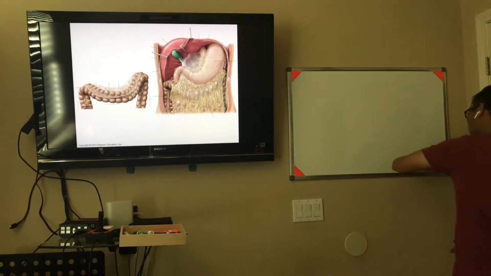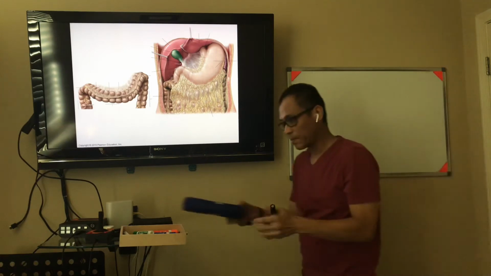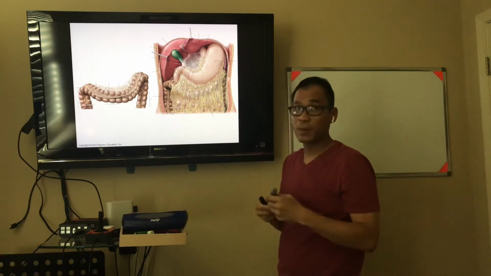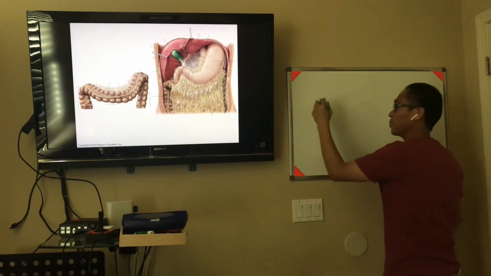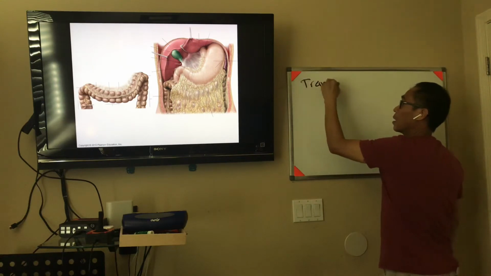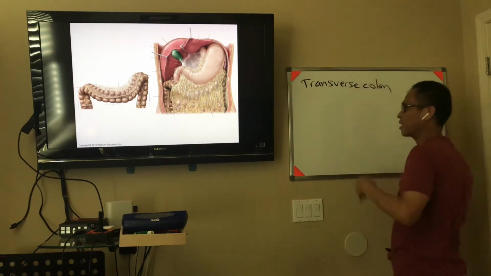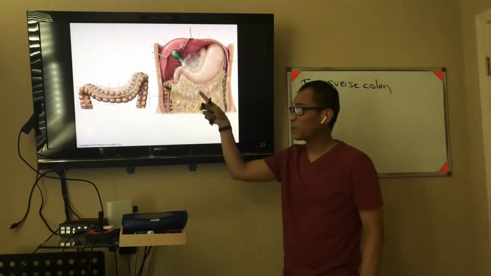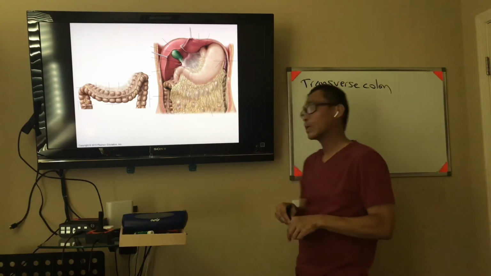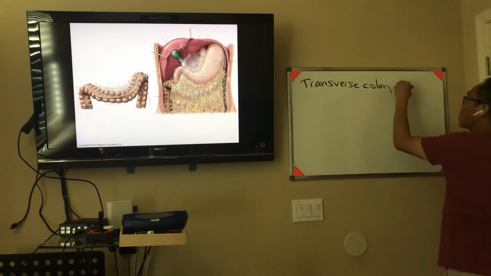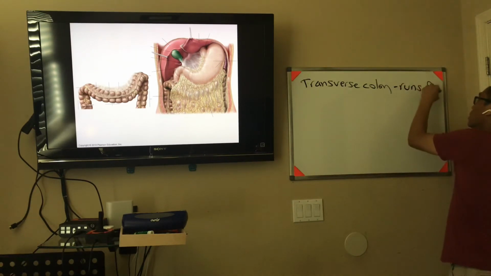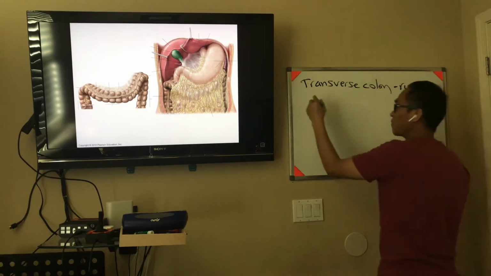About 45 centimeters. You don't have to know that. I'm not going to ask you that. But it is the longest part of the large intestine, though. Longest part. If you ever get that cramping feeling in your stomach area, it could be your stomach or it could be the transverse colon cramping. I'll just say it runs from right colic flexure to left colic flexure.